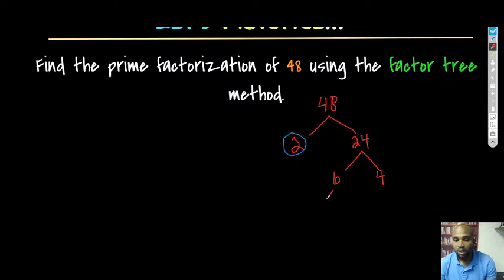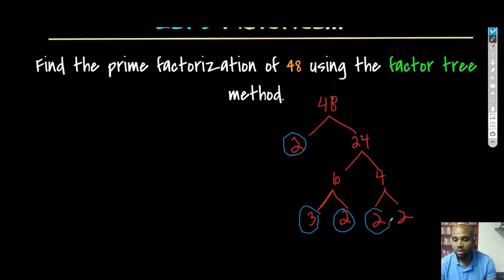So we're going to keep breaking down this 6. 6 can be broken down to a 3 and a 2. And I do notice that 3 and 2 are primes because only 1 times 3 will give you 3, and only 2 times 1 will give you 2. So they only have 2 factors each. And 2 times 2 will give me 4, and I know that 2 is a prime, so I can circle those.